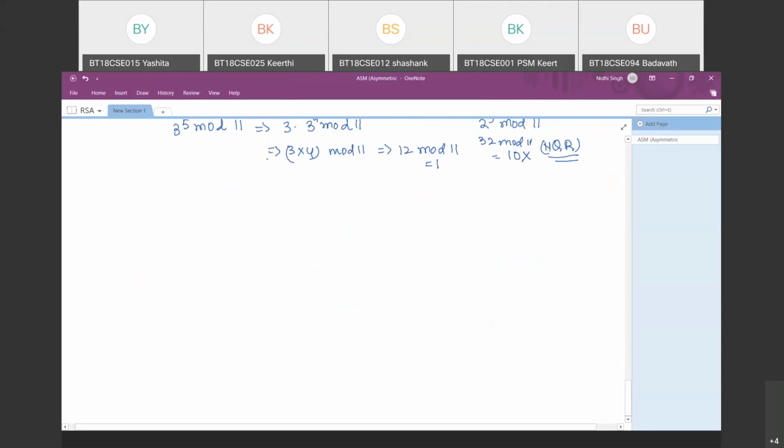To find the solutions, there is one small formula that is called the special case of Euler's theorem. The special case of Euler's theorem says that if my prime number, that is modulo p, is in the form of 4k plus 3, where k is any integer.